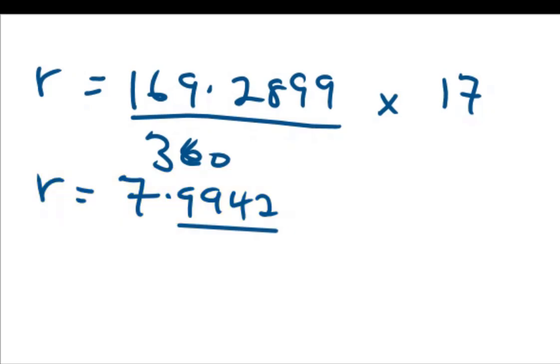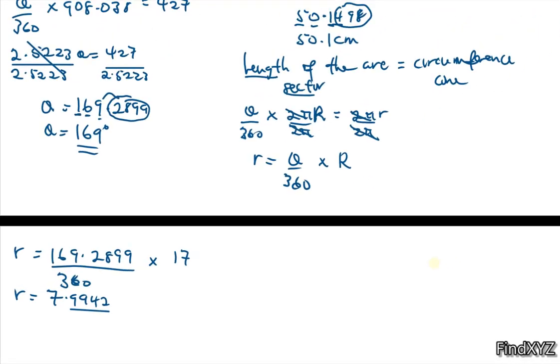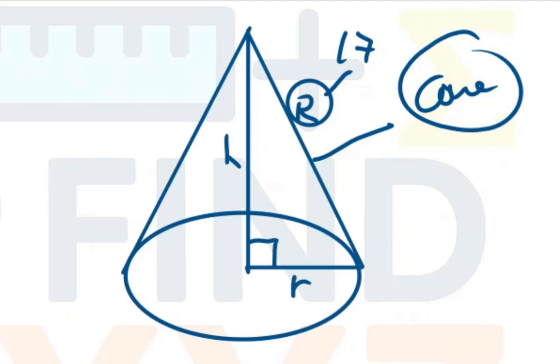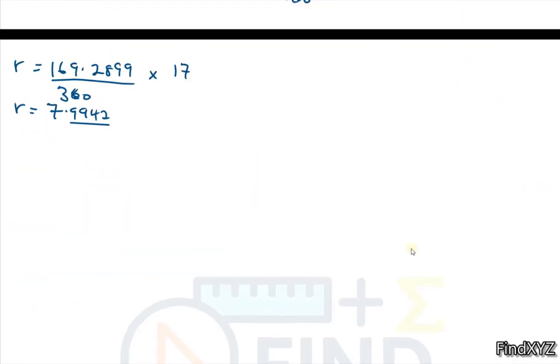Now we know the radius, so it means that we can find the height of the cone. So watch this. This forms a right angled triangle. So it means that we can apply Pythagoras theorem, right? So we can say r squared plus h squared will give us R squared. The reason why this is the longest side is because it is opposite to the 90-degree angle. So let's use that to find the height of the cone.